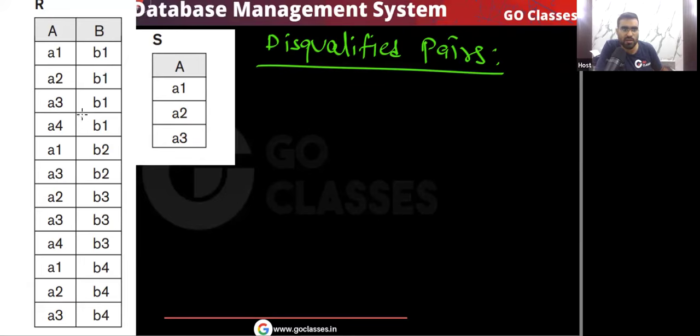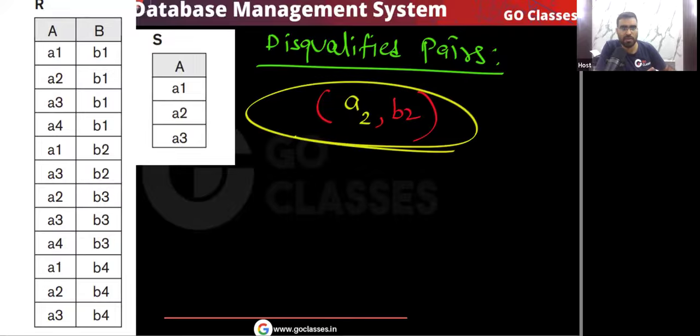For example, you can see B1: A1, A2, A3. So this is not a disqualified pair. B2: A1, A3. So you can see the disqualified pair is B2, A2. Yes or no? B2, A2 is disqualified. Agree or not? Because ideally this should be there, do you agree with me? Ideally this should be there, but it is not there.